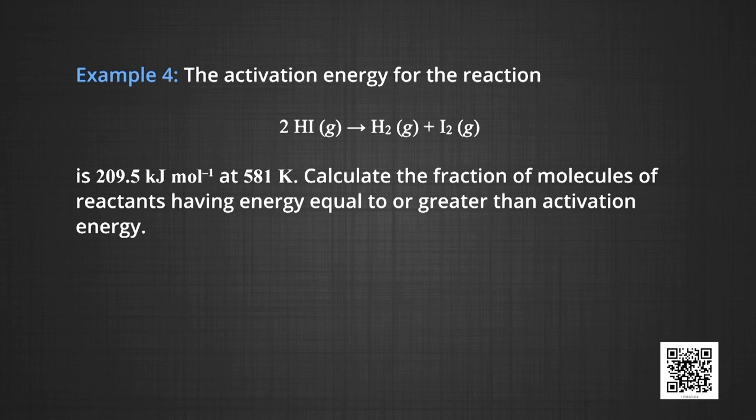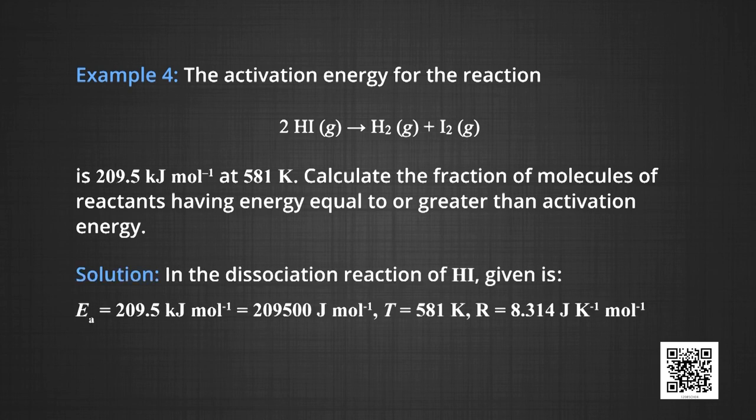The activation energy for the reaction, 2 moles of hydrogen iodide giving 1 mole of hydrogen and 1 mole of iodine, is 209.5 kilojoules per mole at 581 Kelvin. Calculate the fraction of the molecules of the reactants having energy equal to or greater than activation energy. Now, let me solve this. In the dissociation reaction of hydrogen iodide, given is activation energy Ea equal to 209.5 kilojoules per mole. Now change it into joules, it becomes 209500 joules per mole, temperature 581 Kelvin, and R is equal to 8.314 joules per Kelvin per mole.